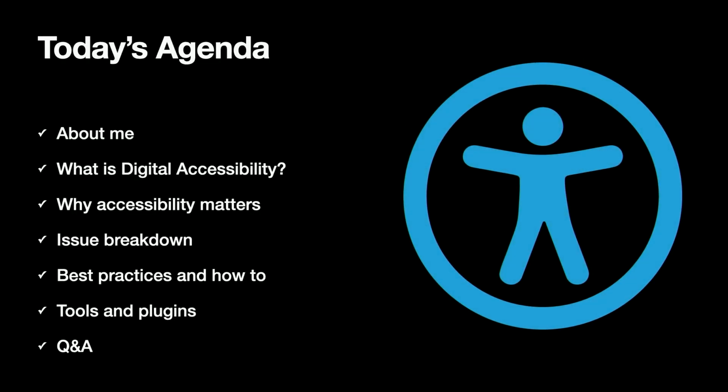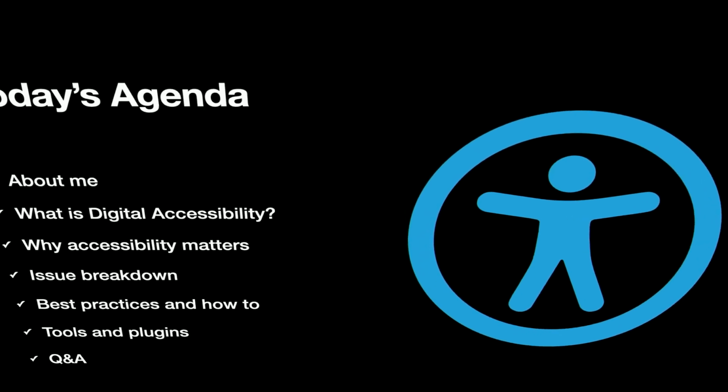For the agenda, I'll tell you a little bit about me, what I do, where I come from. We're going to talk about just the general topic of what is digital accessibility and why it matters. We're going to talk about some common issues and pitfalls that companies experience. We're going to go into some best practices, how-tos, and then finally, we'll talk about a little bit of tools and plugins and eventually get into the Q&A session.